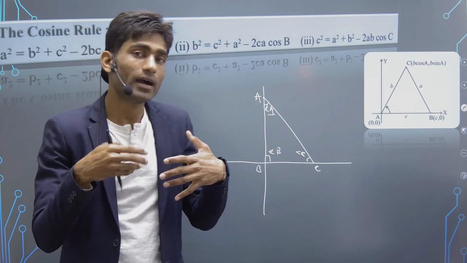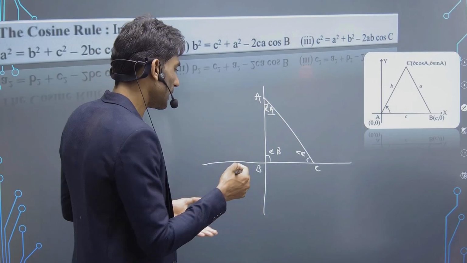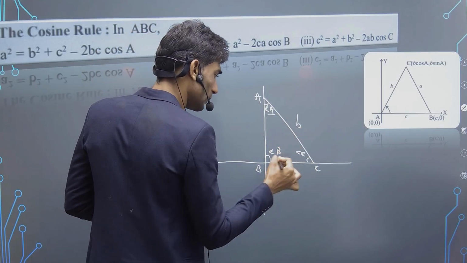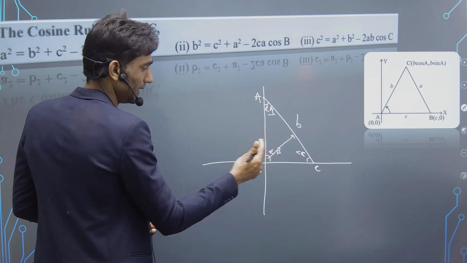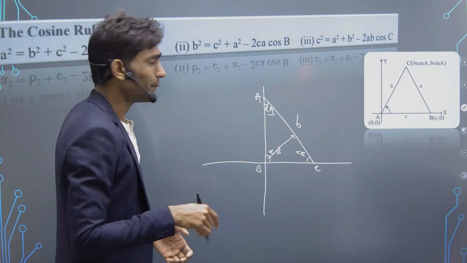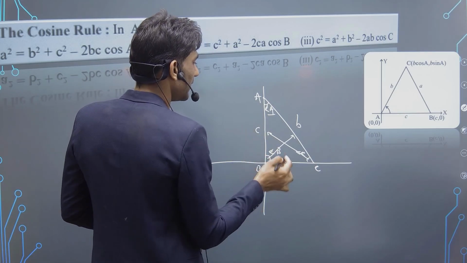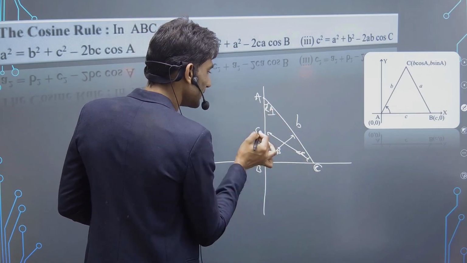Now we have to understand the sides of a triangle with respect to its angles. Side small b always lies opposite to angle B. Small c lies opposite to angle C. That one is a capital C and that one is a small c.